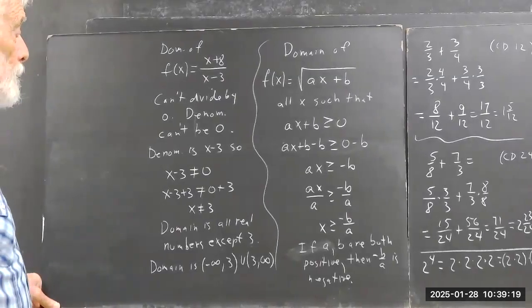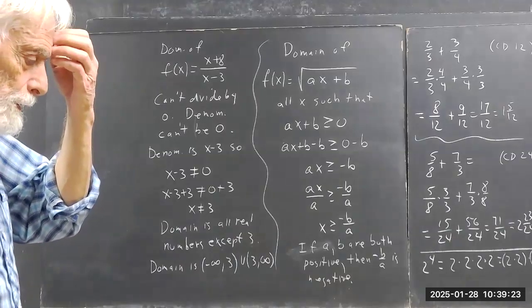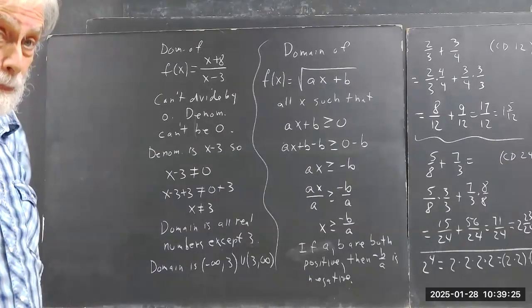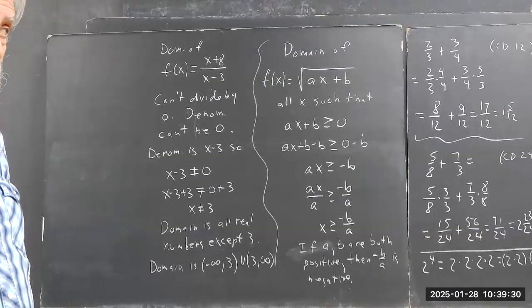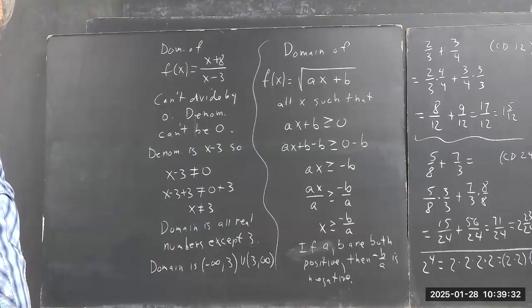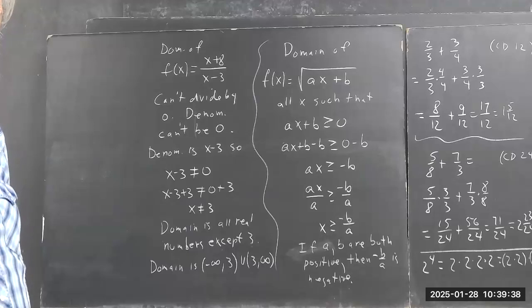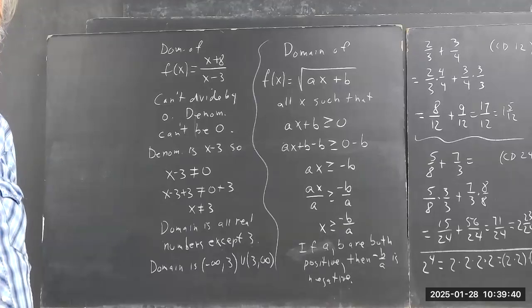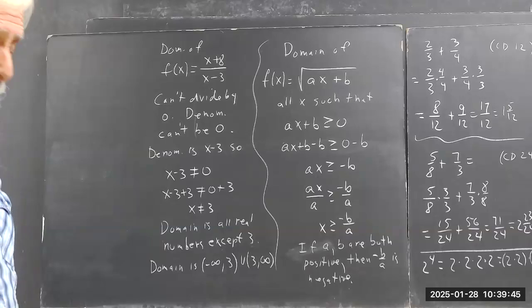So those are examples of domain. We're not going to talk right now about range. That can get a little bit tricky. I'm going to see what you do with it. And when and if you have trouble with it, we will talk about it after you've given it a try. Okay.